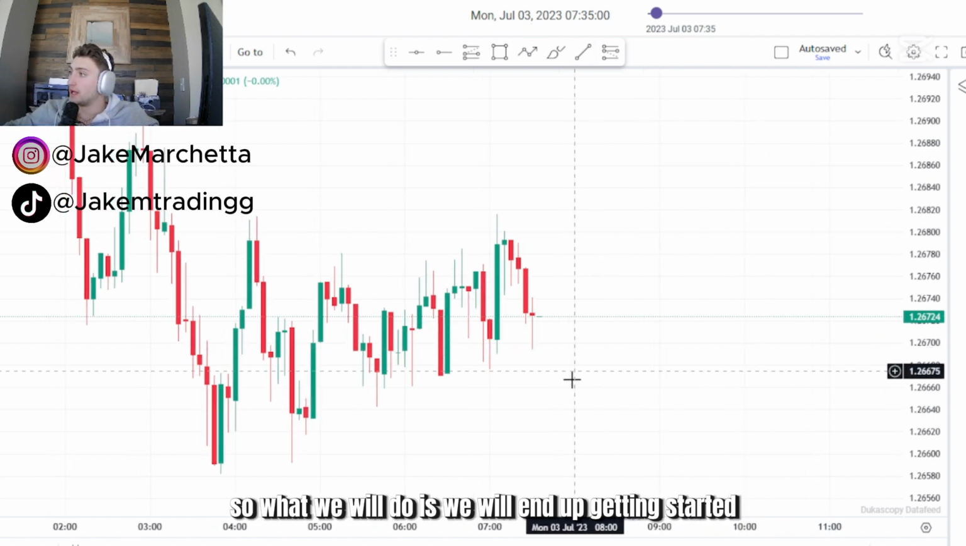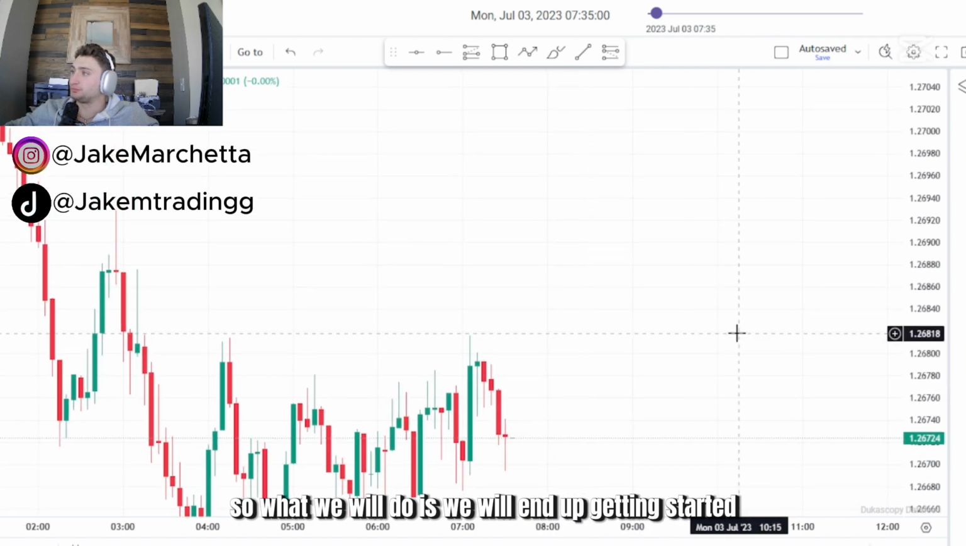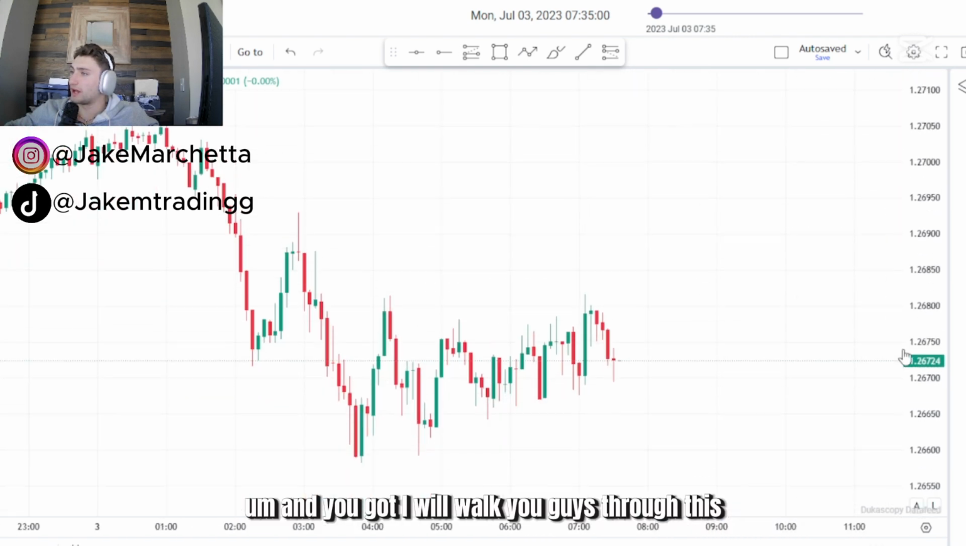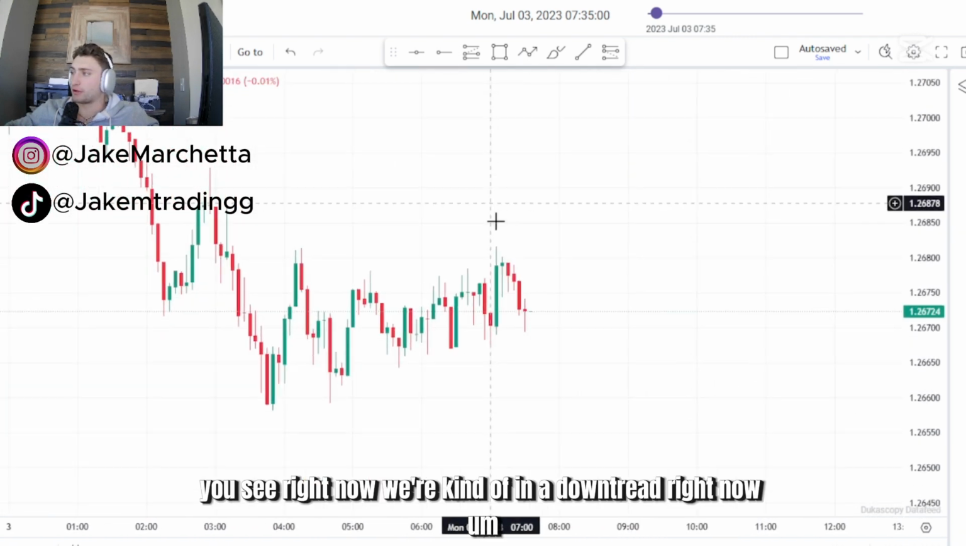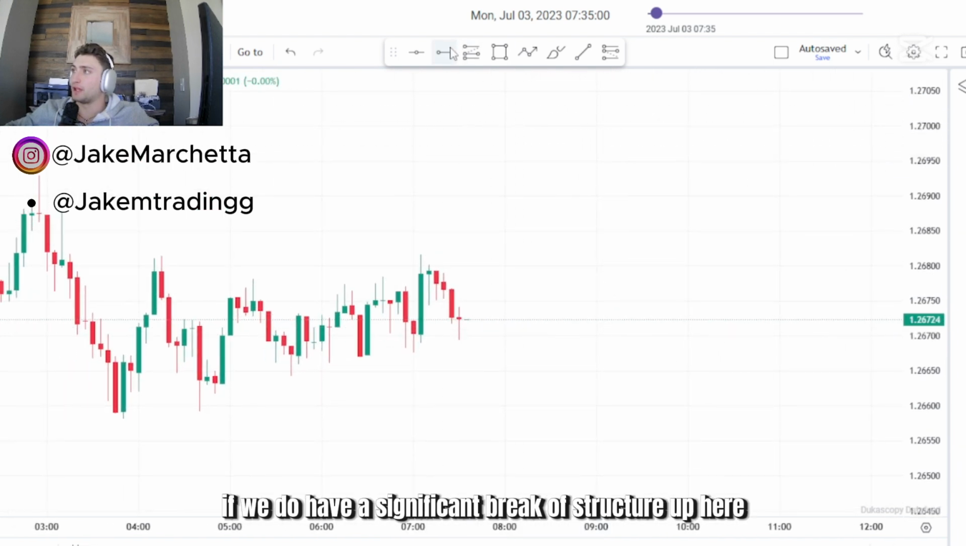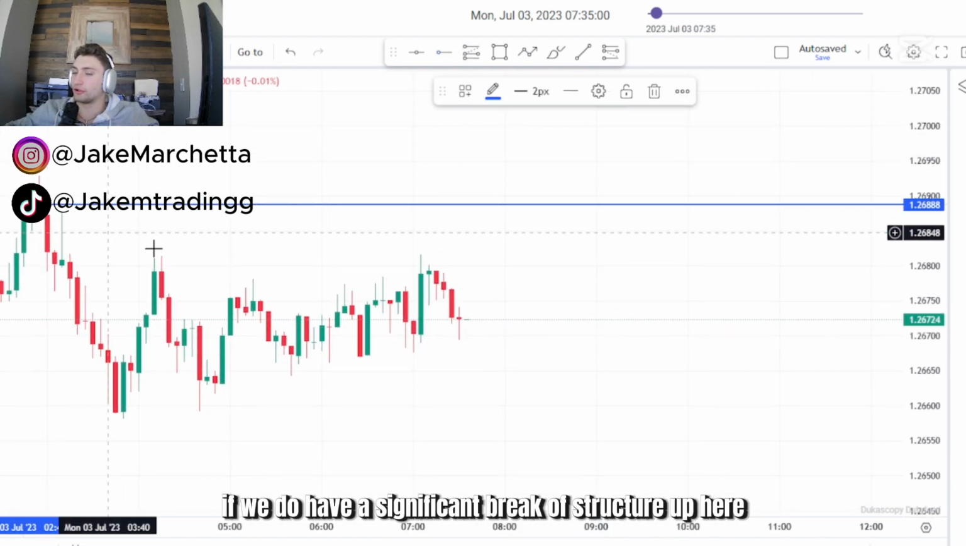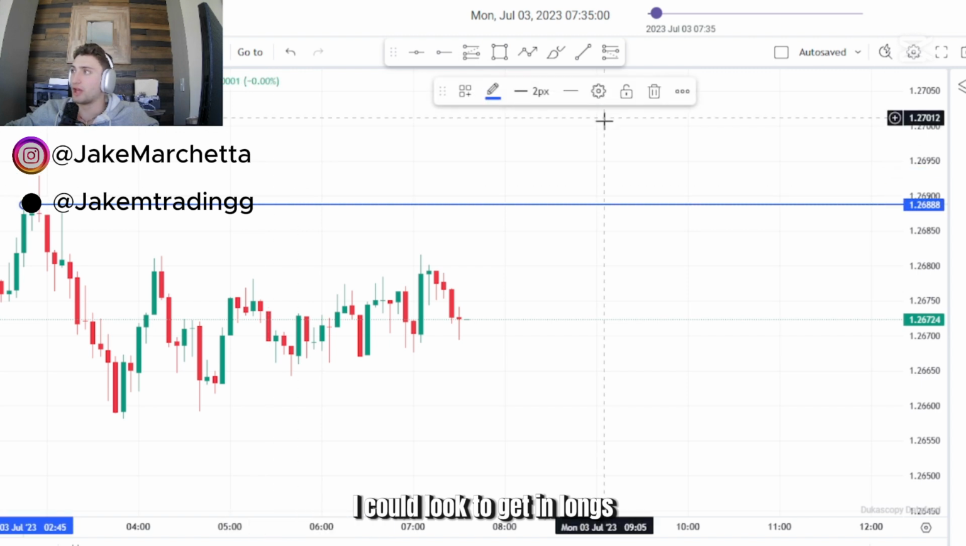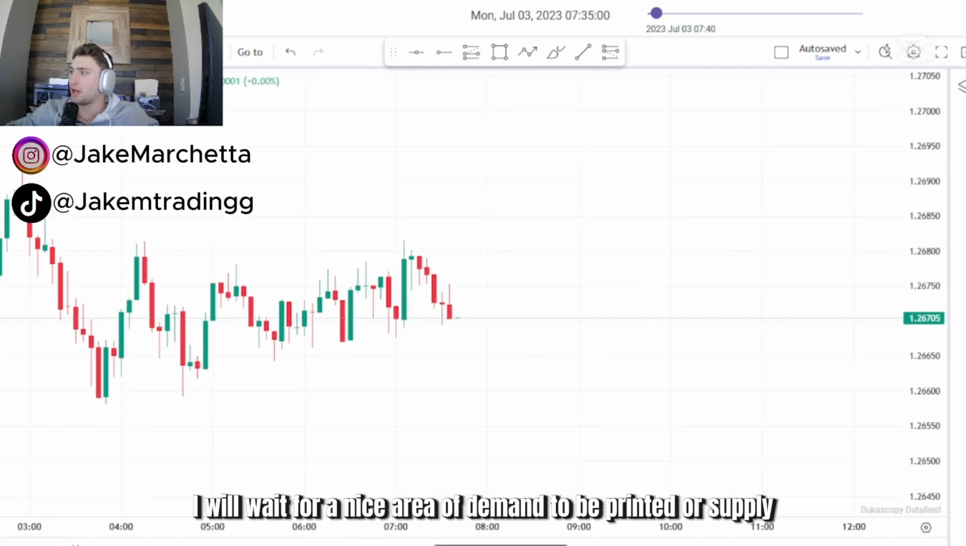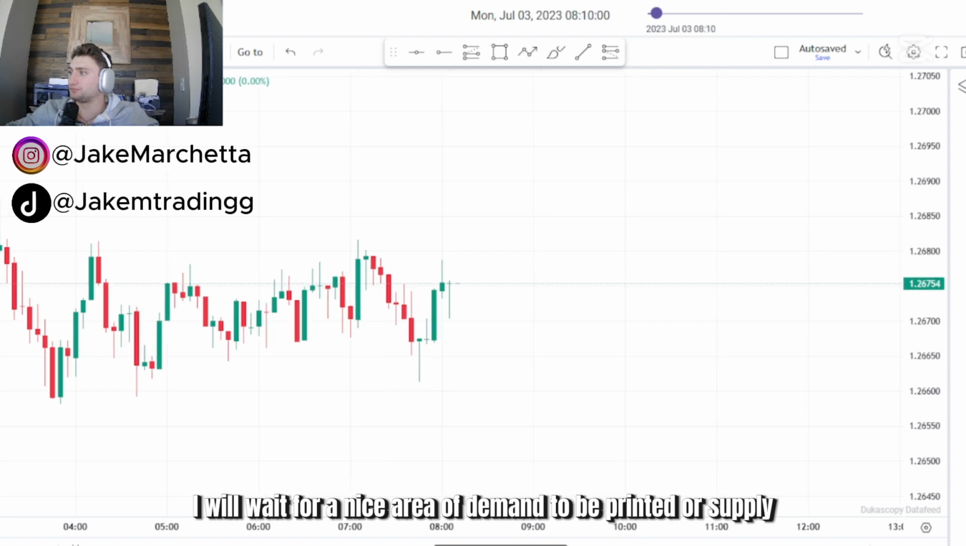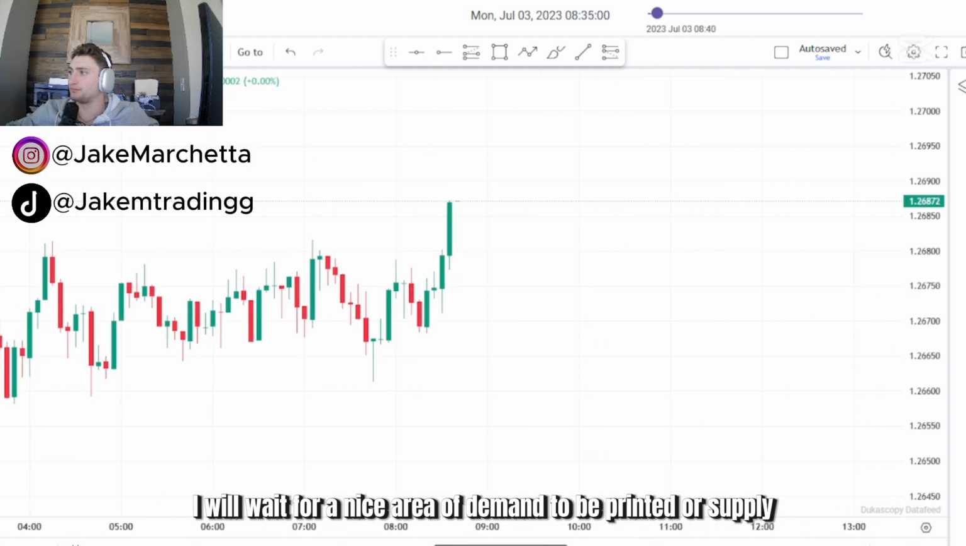So what we will do is we will end up getting started. I will walk you guys through this. You see, right now we're kind of in a downtrend. If we do have a significant break of structure up here, I could look to get in longs, but I don't see the reason for that right now. I will wait for a nice area of demand to be printed, or supply.